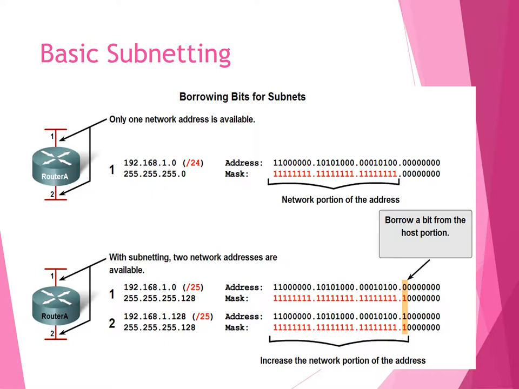In the second case, with subnetting, two network addresses are available: 192.168.1.0/25 with mask 255.255.255.128. Here are the address in binary and the mask in binary. Borrow a bit from the host portion to increase the network portion of the address. You can see the red shows the network portion.